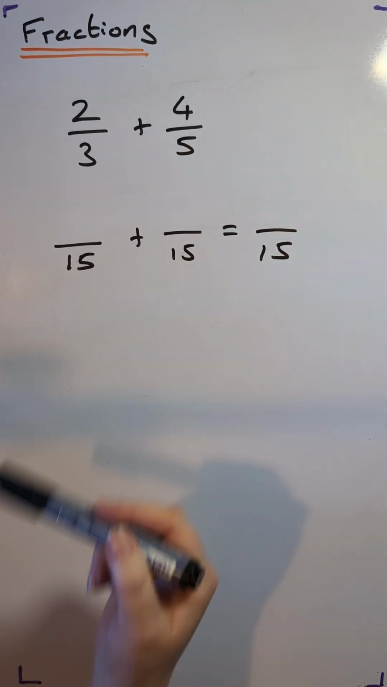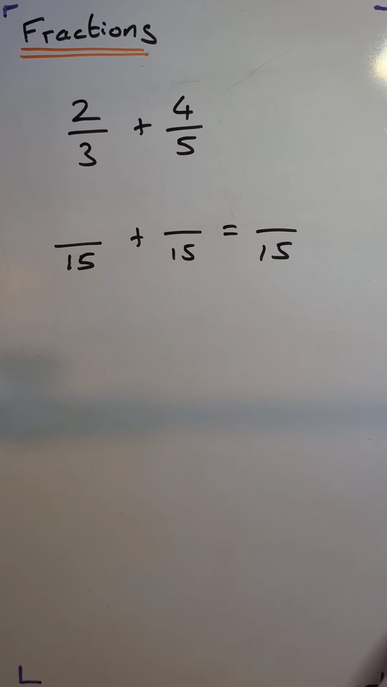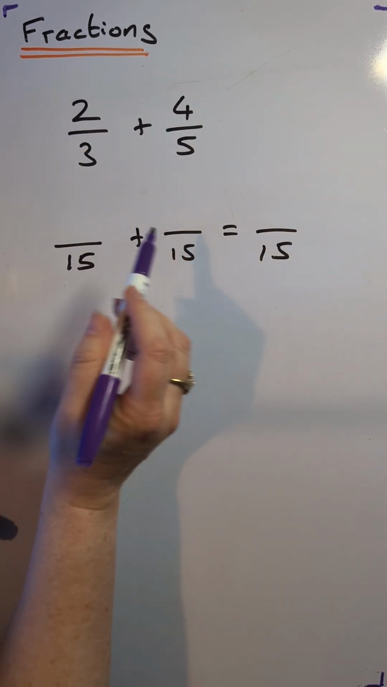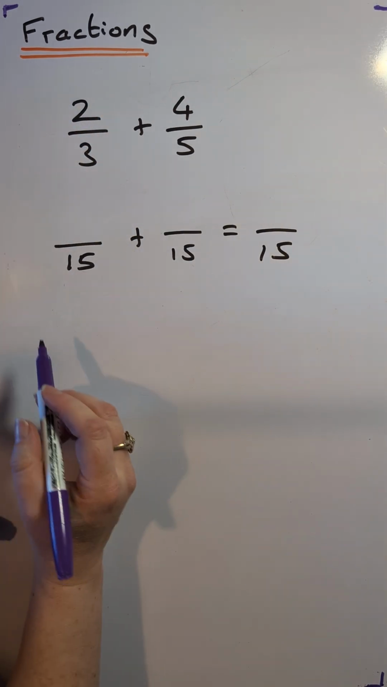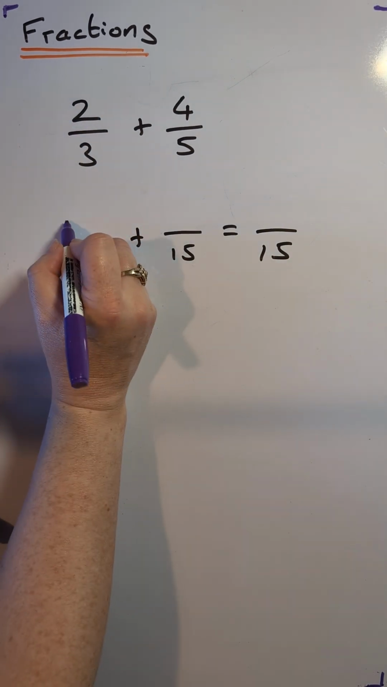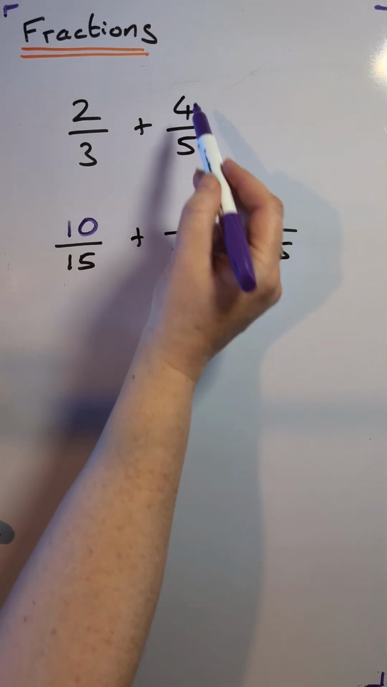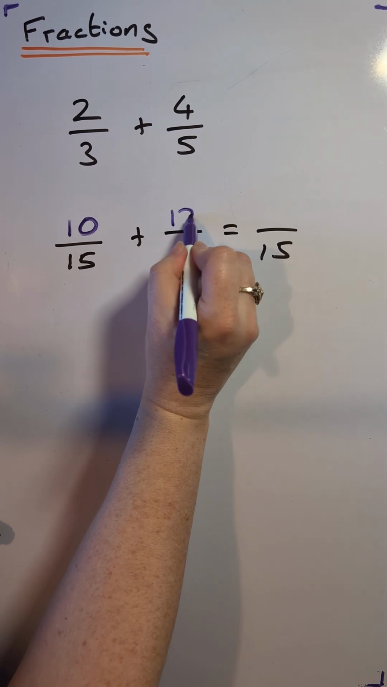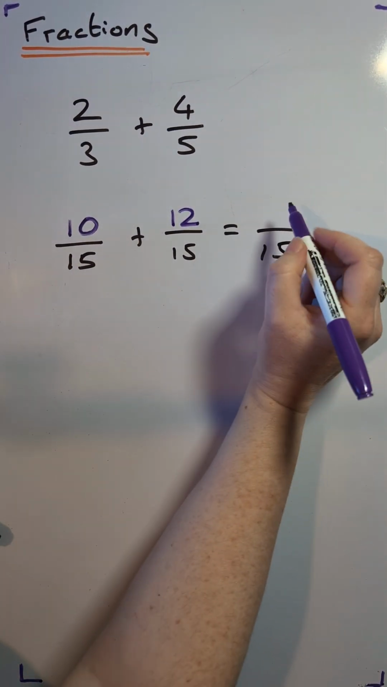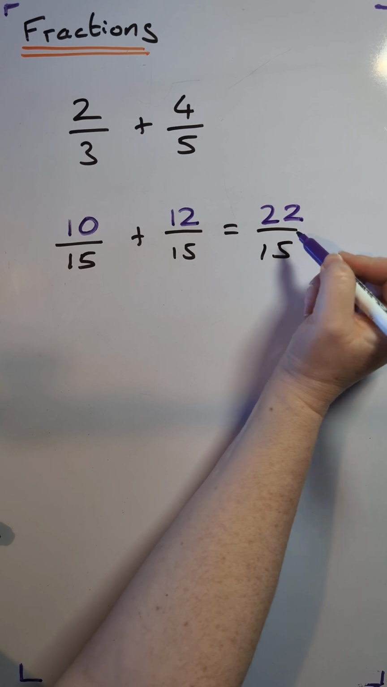So you can always multiply your bottom numbers together to get you your denominator. Sometimes it's not the best thing to do, and I'll explain more in class, and we'll practice more in class about that. You want it to be the smallest number that comes in both times tables. So 3 times 5 gets me 15, so I need to do 5 times 2, so I get 10. 5 times 3 gets me 15, so I need to times the top by 3. 3 times 4 is 12. 10 plus 12 is 22.